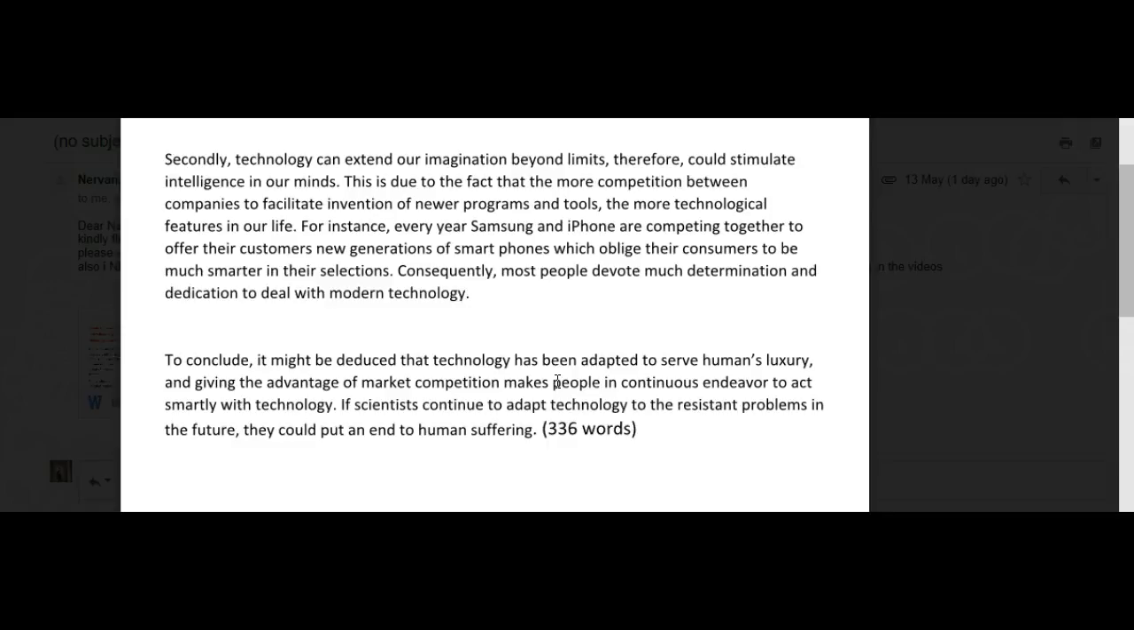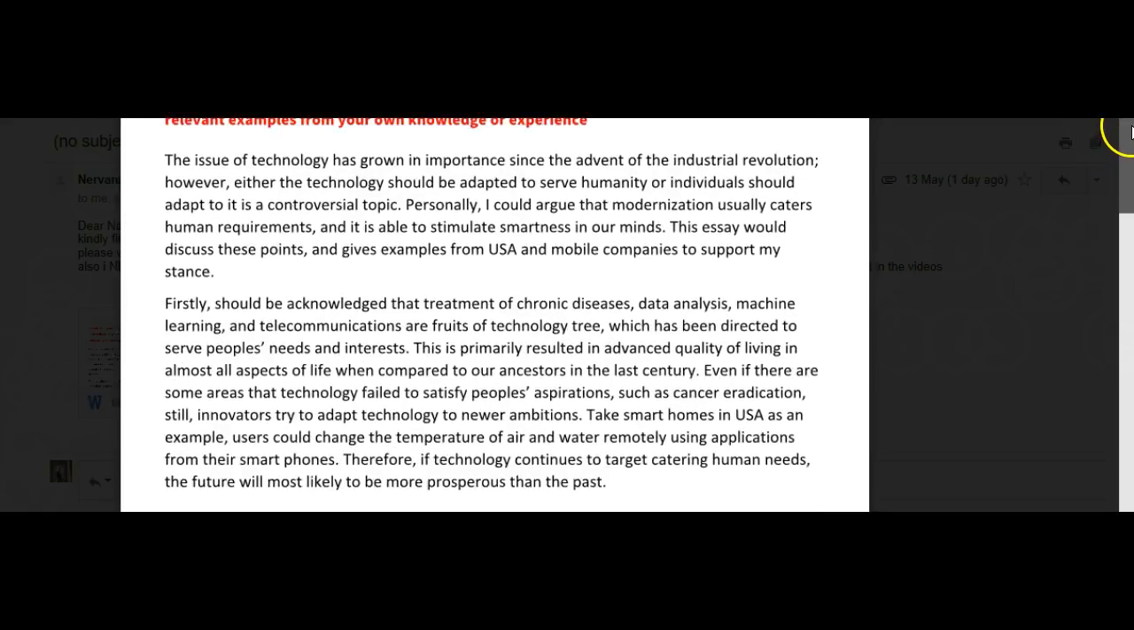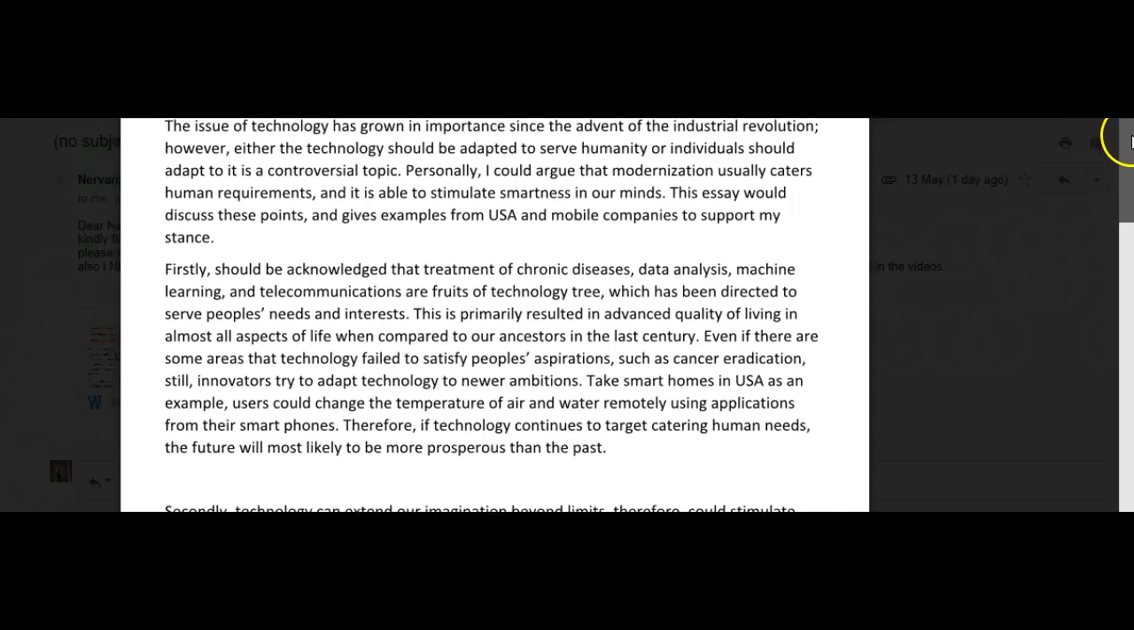If scientists continue to adapt technology to the resistant problems in the future, they could put an end to human suffering. All right, lovely. I liked your conclusion. Basically, the structure of this is very good. Most of the grammar was very accurate. A lot of the vocabulary was nice. You used a lot of nice synonyms throughout the essay, so I was very happy with this.